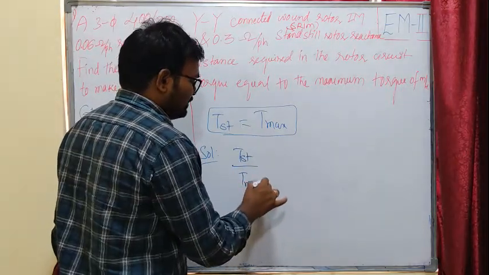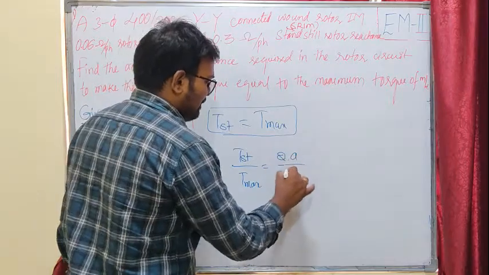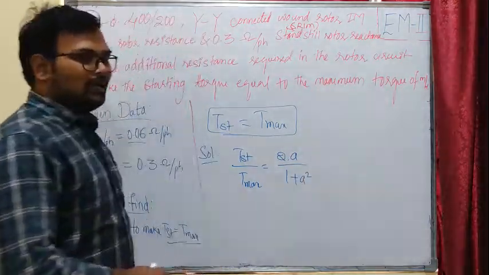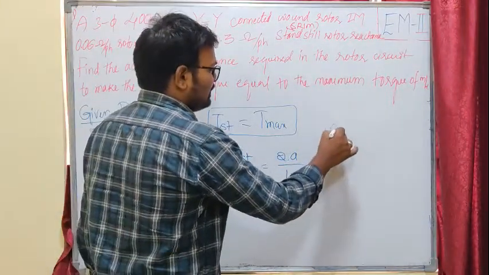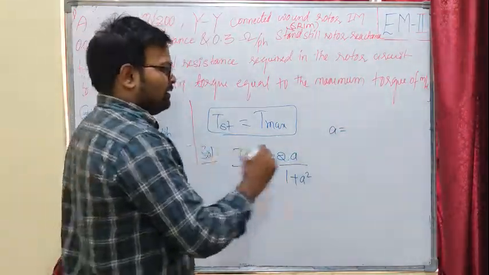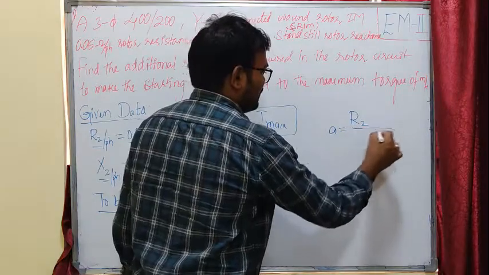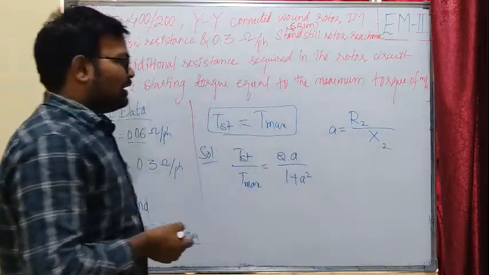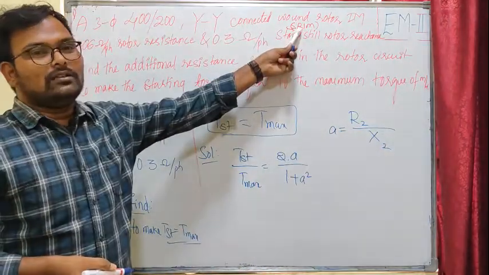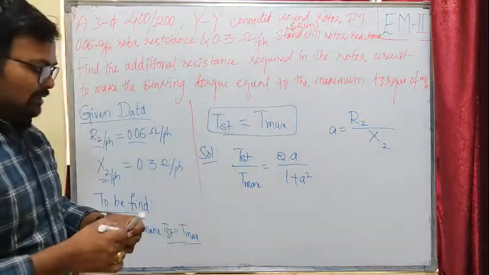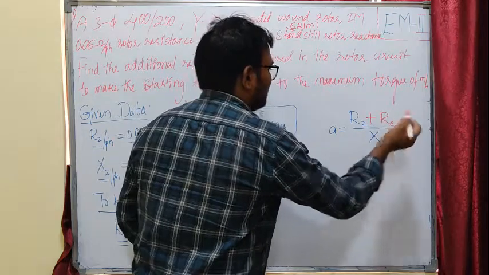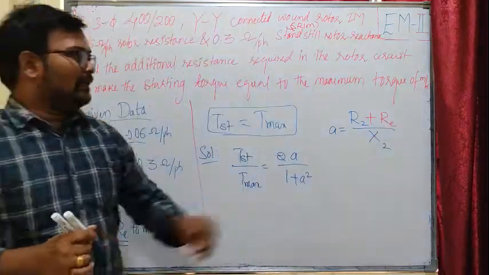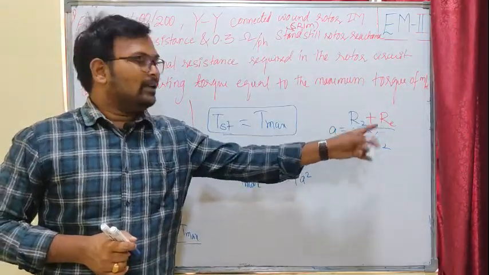We have a relation between starting torque and maximum torque. We have obtained the relation, which is 2A by 1 plus A square. This is the relation between starting torque and maximum torque. What is A here? A is the slip at maximum torque condition, that is R2 by X2. Because we are dealing with slip ring induction motor, which is also called as wound rotor, we need to add external resistance in the rotor circuit, that I am going to take as Re. So A is nothing but A equal to R2 plus Re by X2.